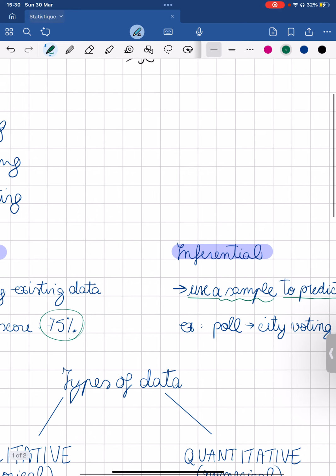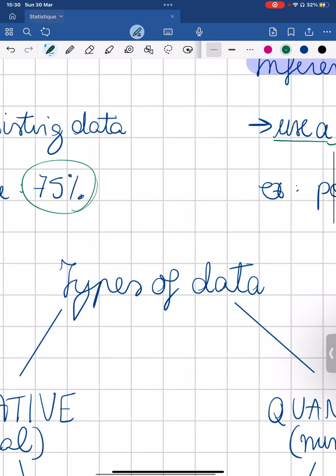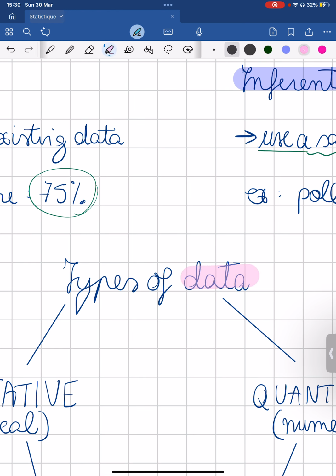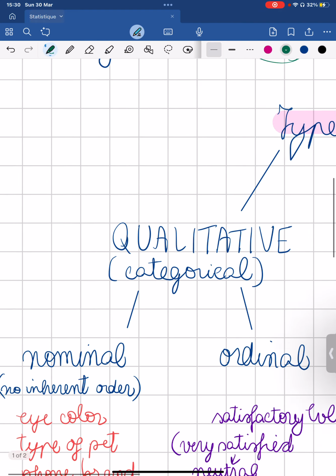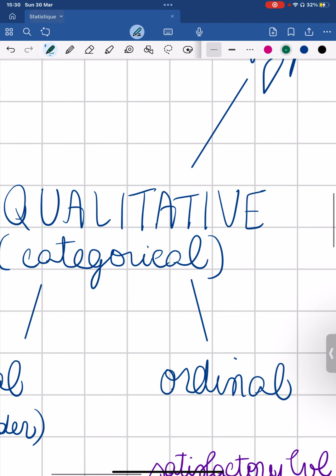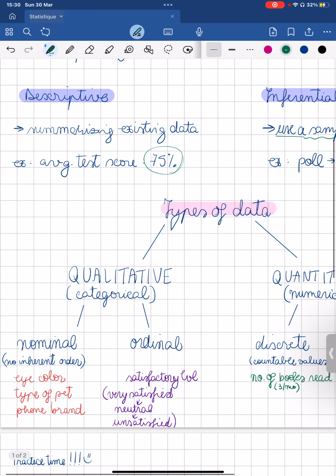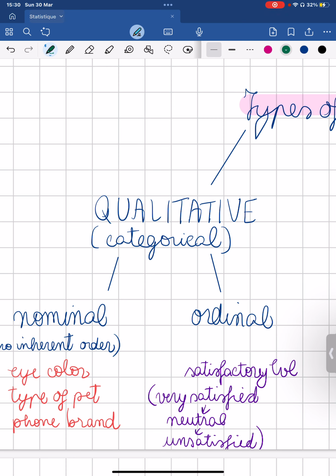Great, now that we've covered that, we will talk about the types of data. And this is something that you see a lot in stats because it affects how you analyze things later on. So we're going to be dividing the data into qualitative and quantitative data. And we'll start off with qualitative data, which is also called categorical data. That is because it categorizes things, it labels them.